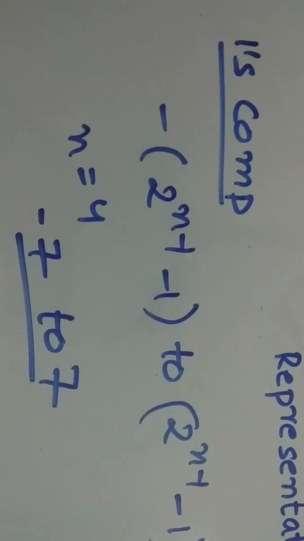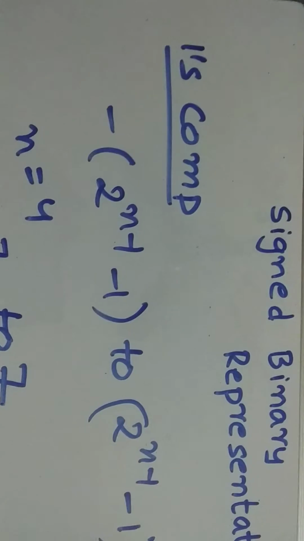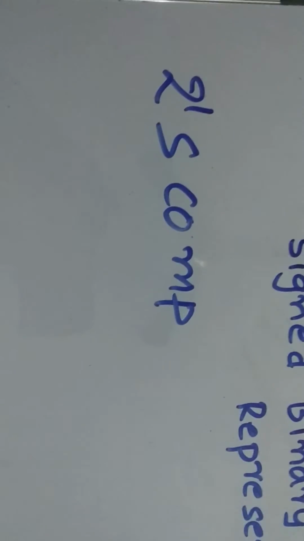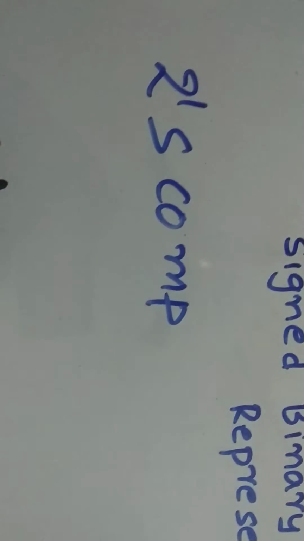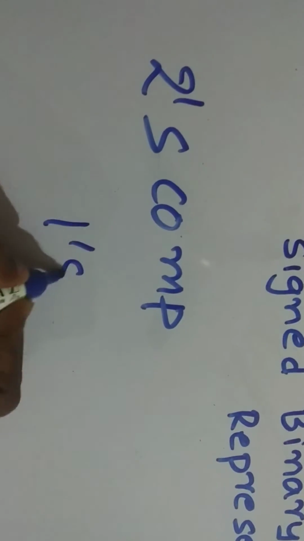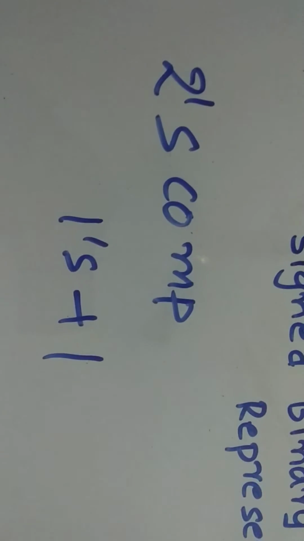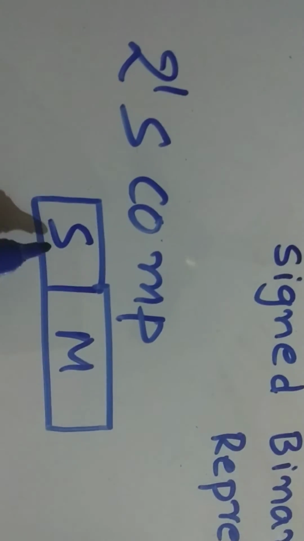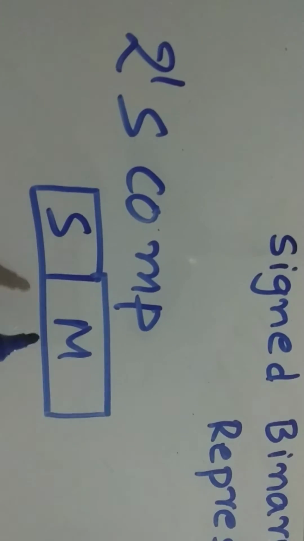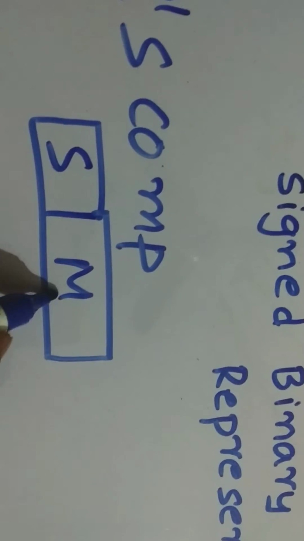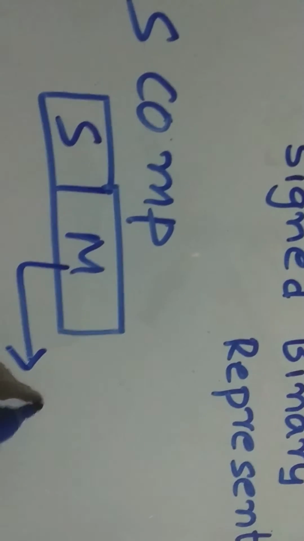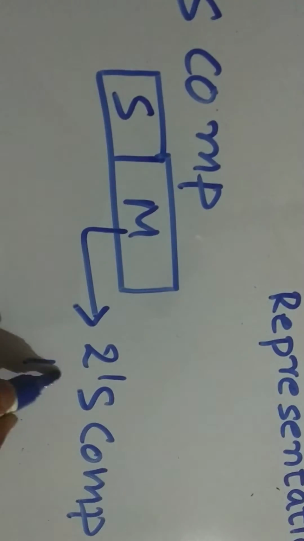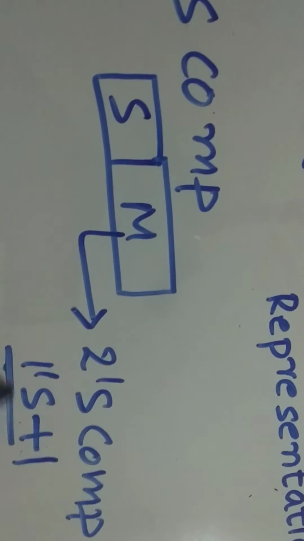So now let's go for 2's complement representation and how it's going to be used in sign binary representation. So 2's complement is nothing but 1's complement plus 1. That's it. That's so simple. 2's complement is 1's complement plus 1. So again we have a sign bit, only one bit. Magnitude, we have the other bits. So this magnitude is represented in 2's complement form. As you know, 2's complement is nothing but 1's complement plus 1. Don't forget this. This is an important point.